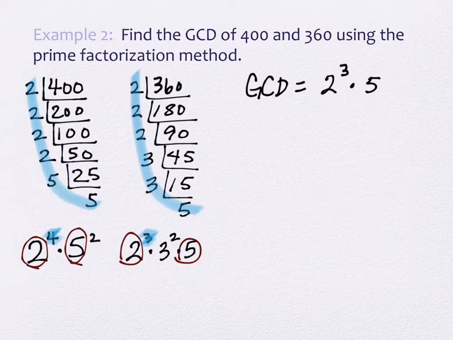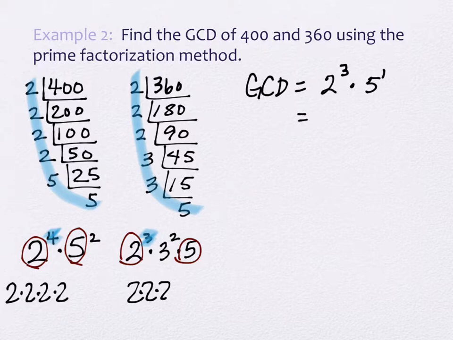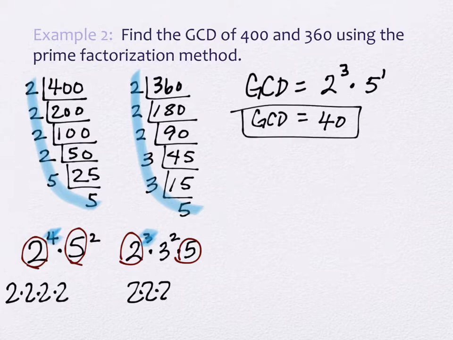And the reason that happens, by the way, is because what's really going on here is this. Right? That's what 2 to the 4th means. And this is what 2 cubed means. So there are 3 2's that they both have. How many 5's do they both have? They have 1 in common, right? 2 cubed is 8. 8 times 5 is 40. So the GCD of these two numbers is 40.